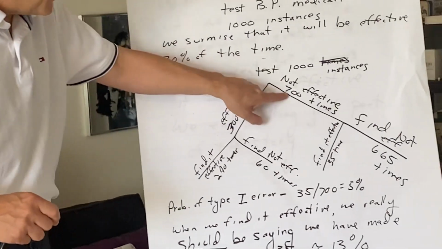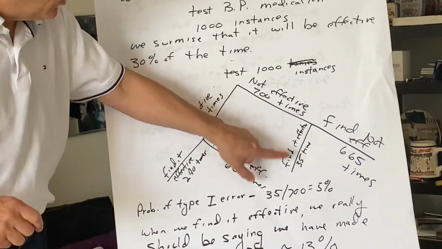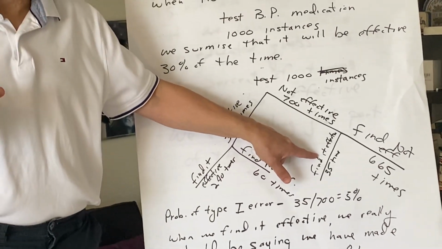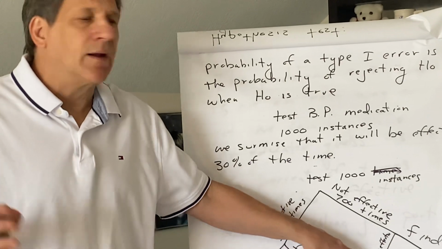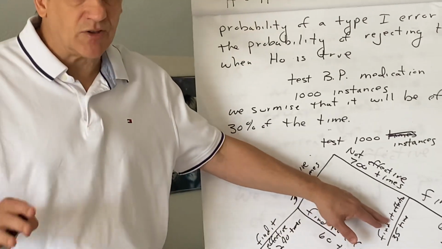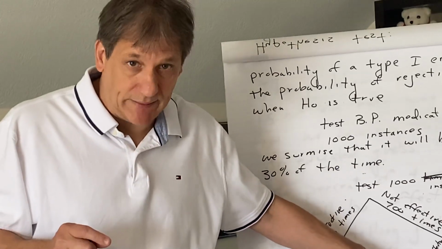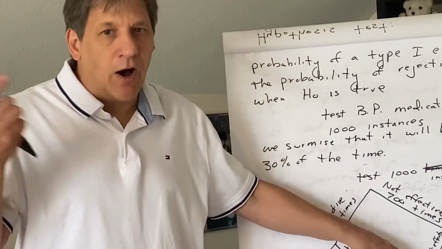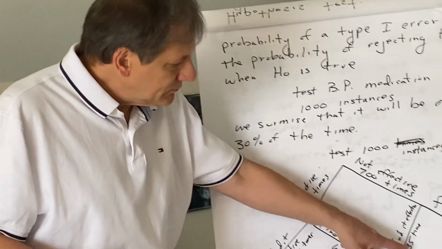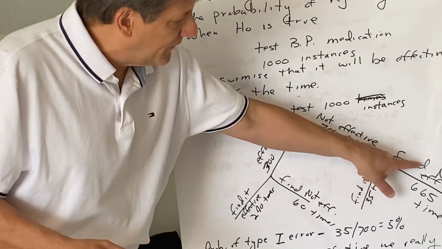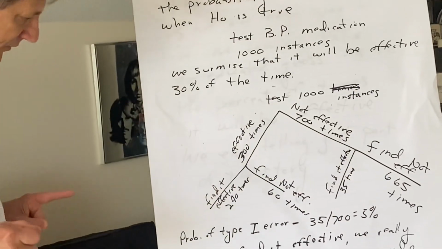Now, when it's not effective, we're going to still find it effective. And this is where you get back to your critical region, if you remember; I'm not going to get into that. You can always ask a question on this. But we're going to find it effective just by chance, assuming that our alpha is 5% of the time, which is 35 times, which means we're going to find it not effective 665 times.